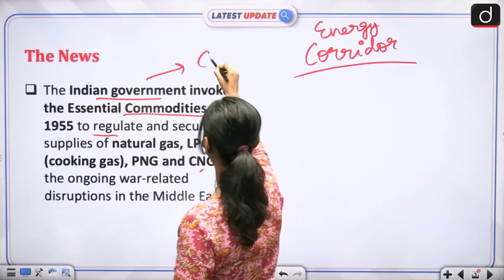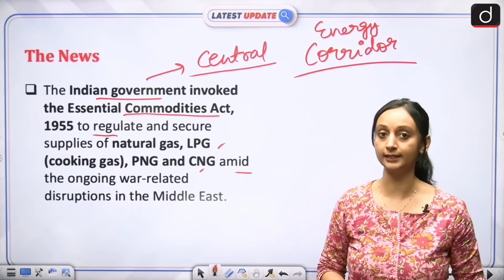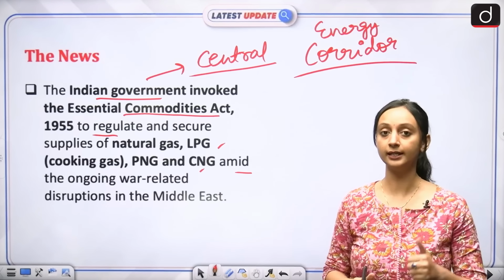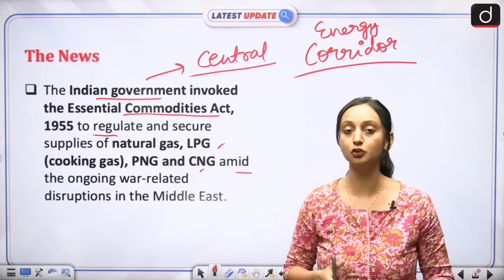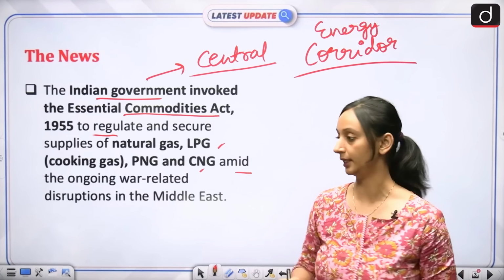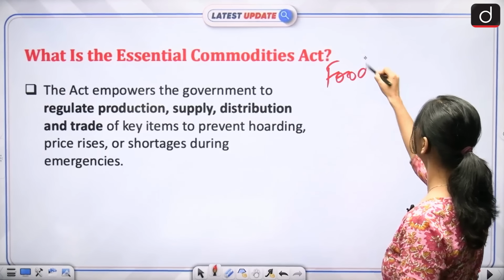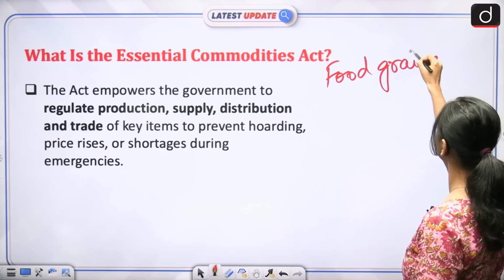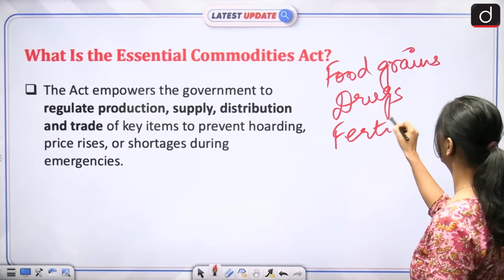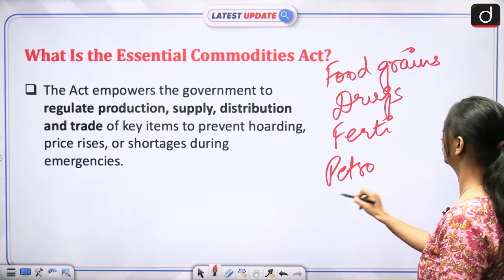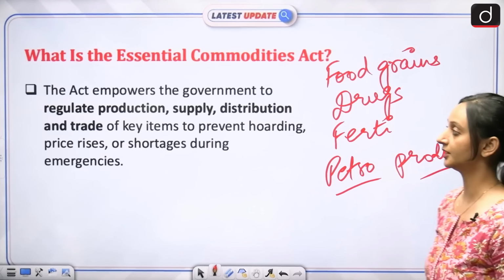The Indian government, or the central government, invokes the Essential Commodities Act. Essential Commodities Act is invoked when the production, supply and distribution of essential commodities has to be regulated. Essential commodities like some food grains, certain drugs, fertilizers and petroleum products like LPG, CNG, PNG, etc.